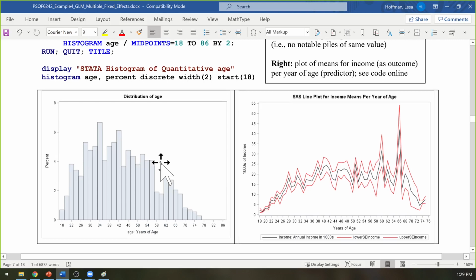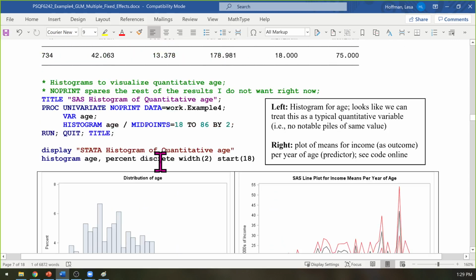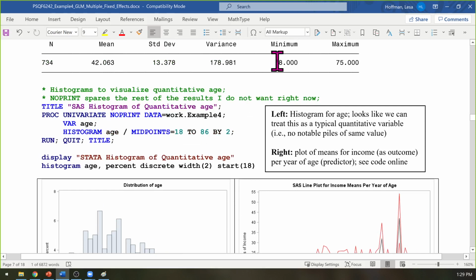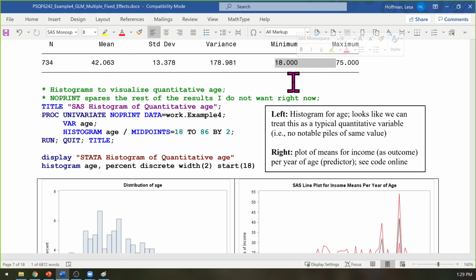But anywho, so we don't want to put in age directly. We want to center it in some fashion. I'm going to make an arbitrary decision to say, hey, let's center it at 18. That's the minimum age in the sample. We'd be predicting annual income for an 18-year-old and then seeing what happens as age progresses.